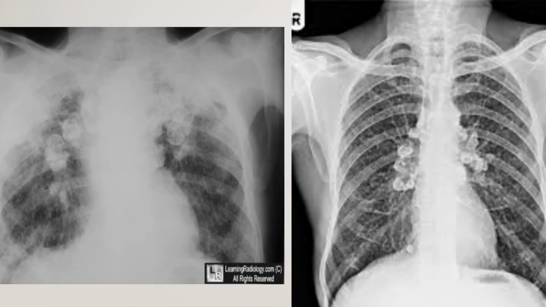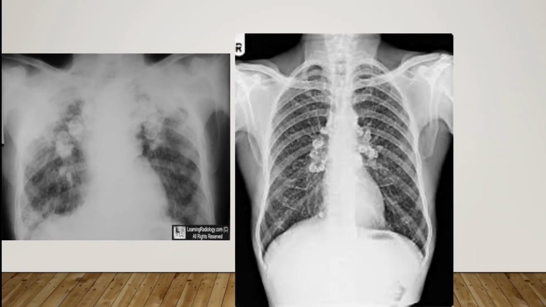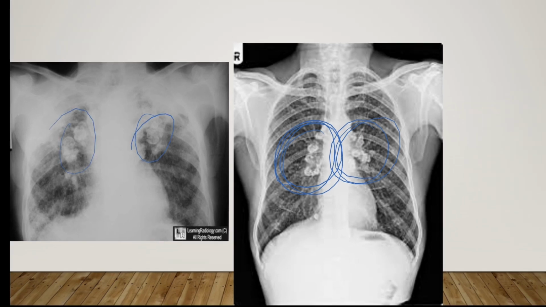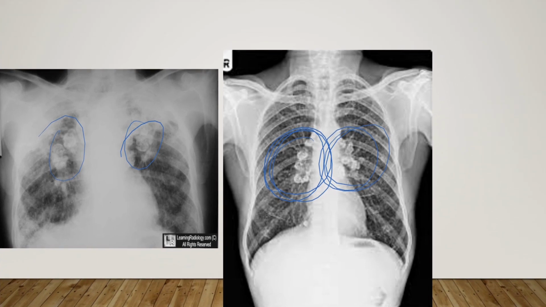Here, can you guess what both of these are? All right, you can see that there are calcifications in the hilar region and the upper portion of the lungs. Can you remember what pathology this was? I'll tell you in 3, 2, 1. This was silicosis. You can see the extent of calcification. It looks like eggshell calcification. That's the description.